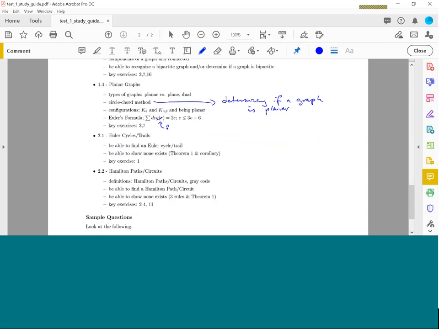So chapter 2 guys, this one here is being able to figure out if you actually have an Euler cycle or trail, and we actually talked about those guys last time, and then being able to show that none of them exist. And remember our theorem, we talked about these guys last time. In order to have your Euler cycle or trail, you had to look at the degrees on your vertices. Specifically, you need all those degrees to be even.